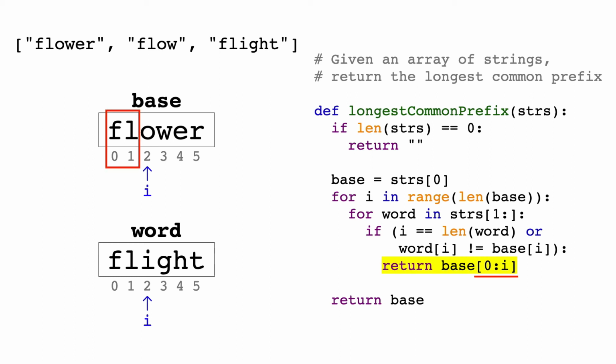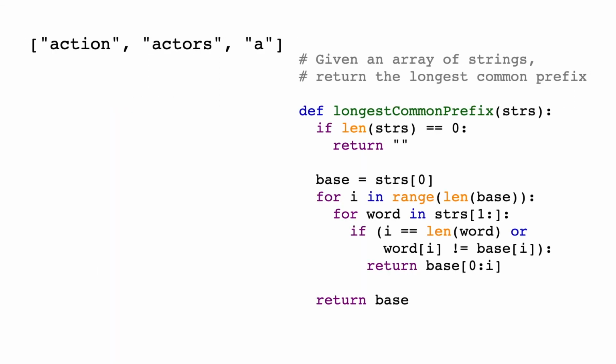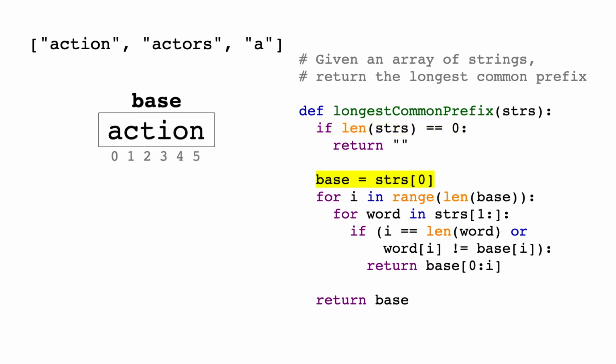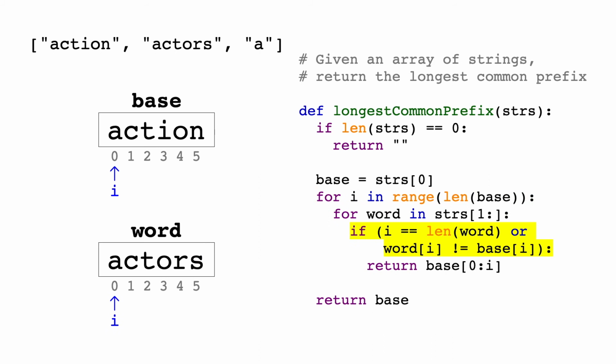Now let's look at another example where one of the words is very short. Let's say the words in the array are action, actors, and A. We'd start out the same way by taking the first word, action, as the base word. Then we'll start iterating and compare the first character in action with actors. Then we'll compare action with the word A. All of them start with the letter A, so we'll move on to the second character.